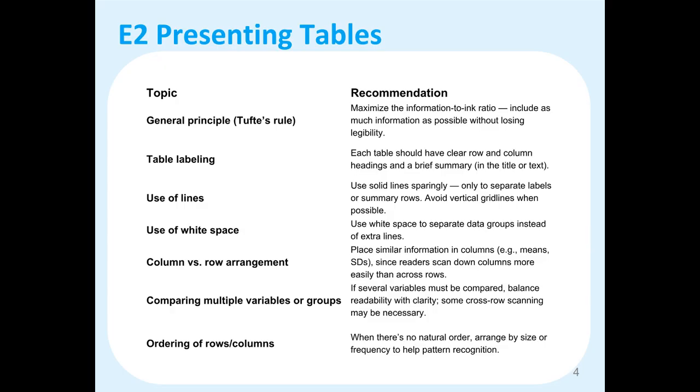You must avoid vertical grid lines when possible. Instead of lines, you should use white space to separate data groups. You must also ensure table labeling is clear. Each table should have clear row and column headings and a brief summary. Finally, for column versus row arrangement, place similar information in columns because readers scan columns more easily than across rows.